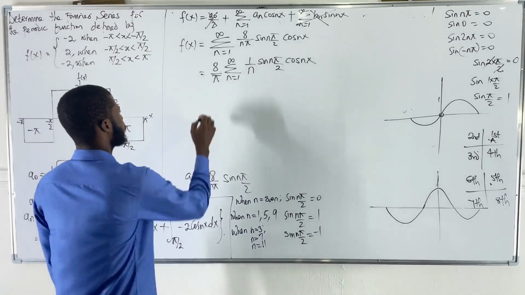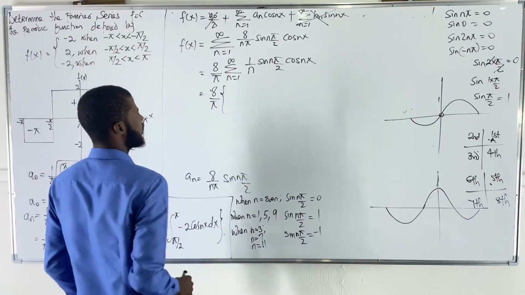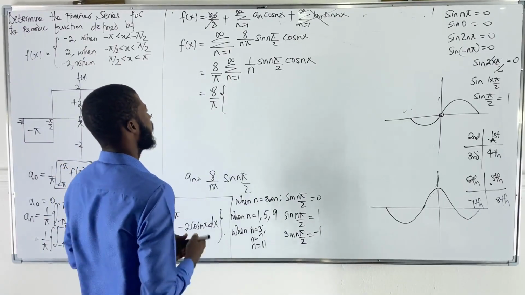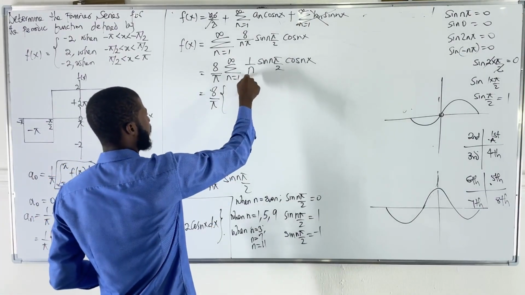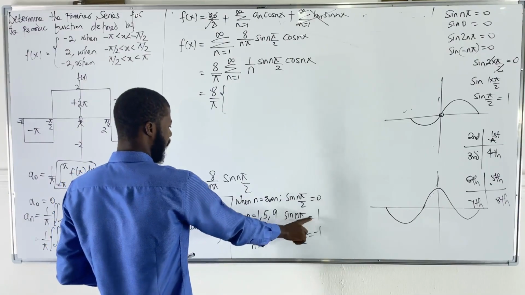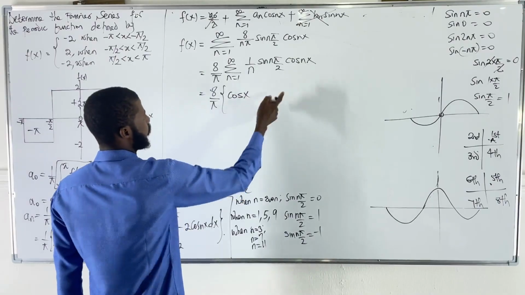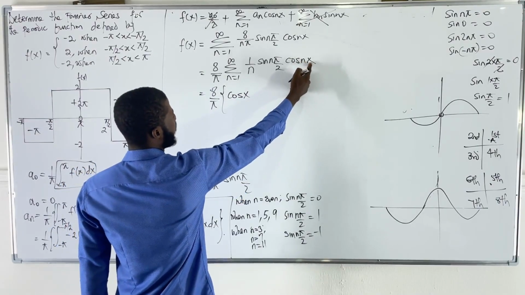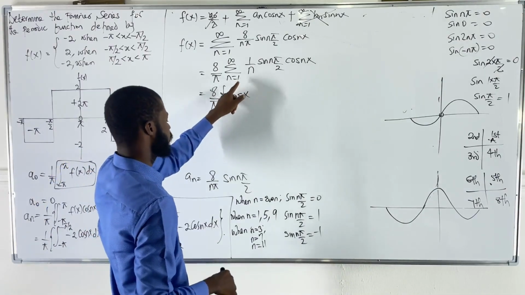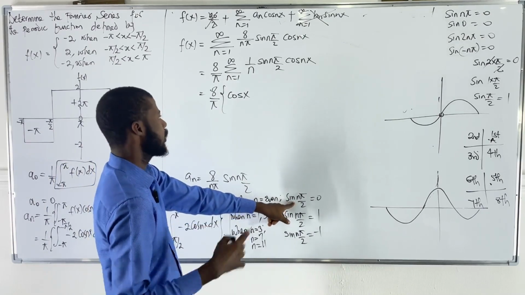But let's proceed. This is 8 over pi. Now let's expand this. When n is equal to 1, this will be 1 over 1. What is sine n pi over 2 at 1? It is 1. So everything here will just become cos x, because even when you put 1 here, cos 1x is still the same thing as cos x, right? Good. The next one, let n equal 2. But at n equal to 2, whenever it's even, you get 0. So let's throw that out.